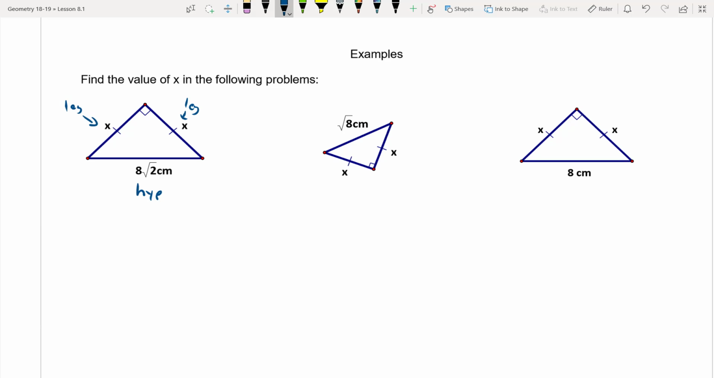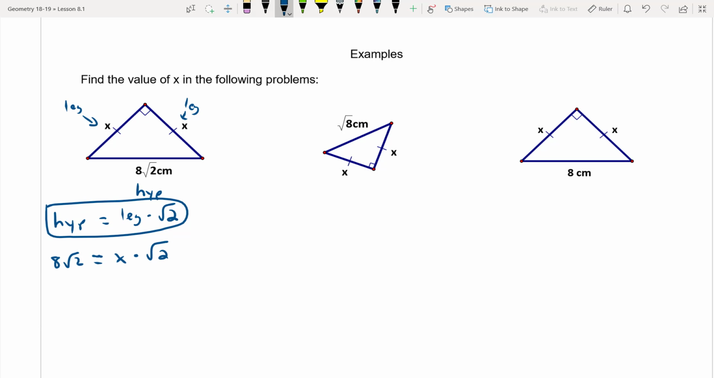In this setup, in all 45-45-90 right triangles, our hypotenuse is always equal to the leg times radical 2. That's what we saw back in our formula on that previous page. So if I use this formula, starting with this one, my hypotenuse right there is 8 radical 2. And that equals my leg, in this case x, times radical 2. So if I wanted to solve this out, I'm going to divide both sides by radical 2. And I'm left with 8 equals x. So my two legs are going to be equal to 8.